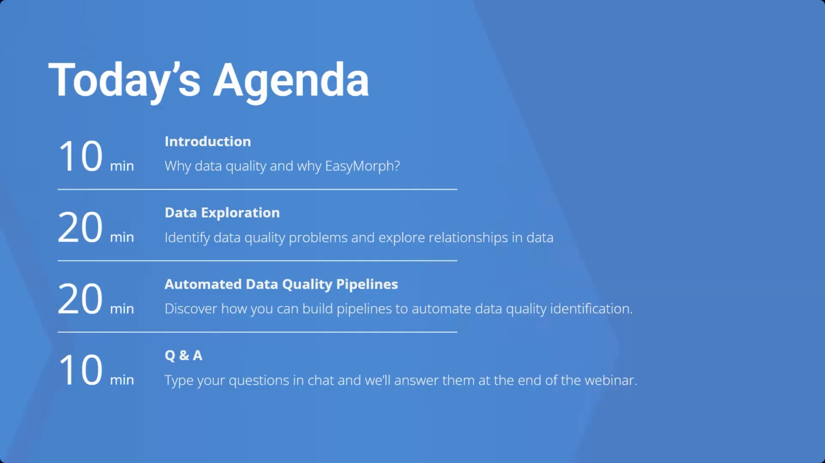So today we're starting with an introduction. We're spending about 10 minutes on why we are talking about the data quality process and why EasyMorph. Next, we'll pass it off to Matt Fryer, who will talk about identifying data quality problems and exploring relationships in data. And then Dimitri will talk about how you can build automated pipelines to identify data quality problems. And finally, we'll end off with a Q&A. So throughout, please type your questions in the chat, and we'll answer them at the end.